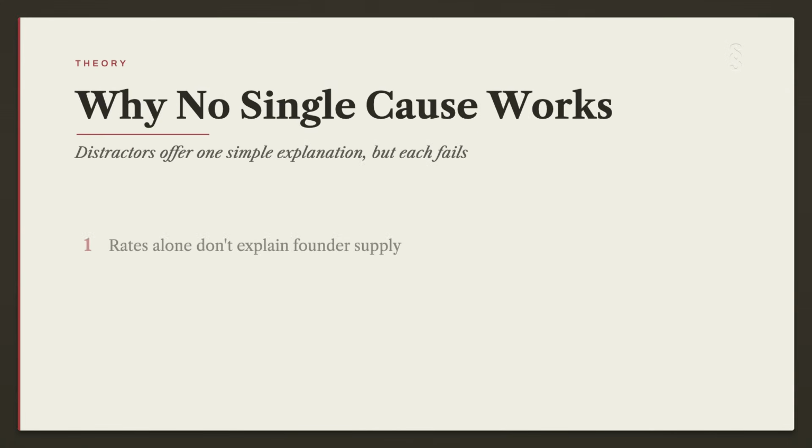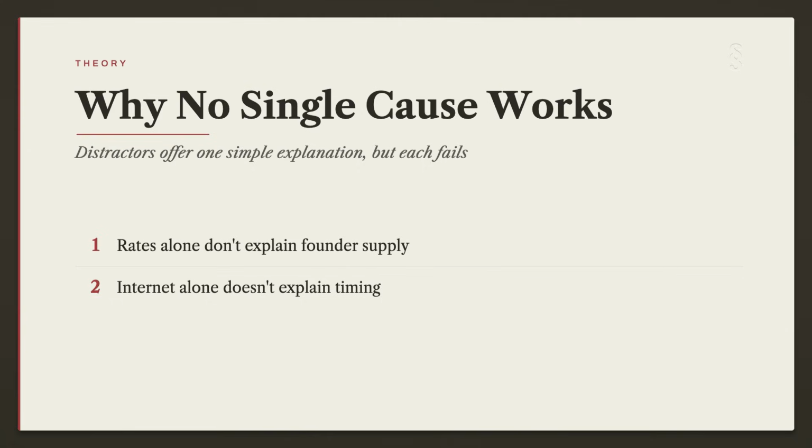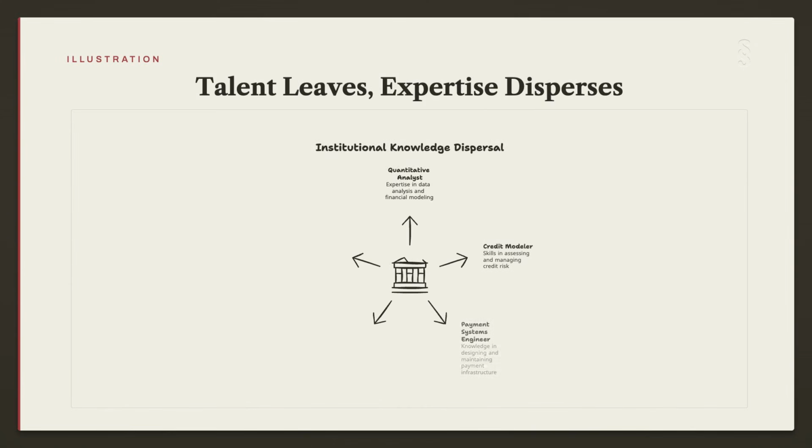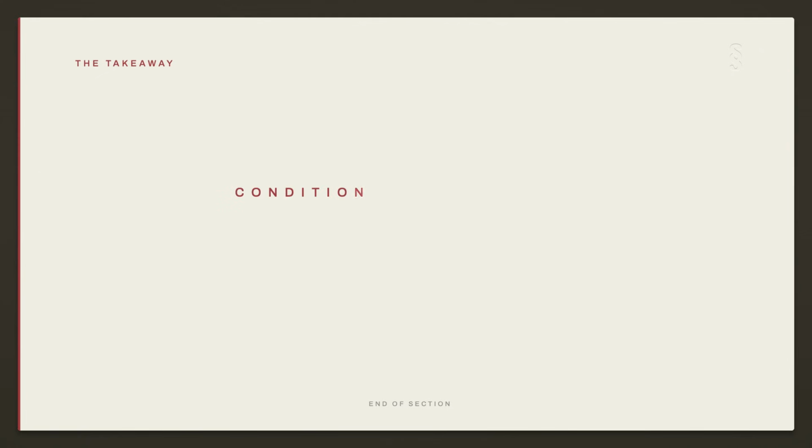Exam distractors love a single simple cause: rates rising, the internet arriving, or regulation vanishing. But a rate story alone can't explain where the founders came from. And a technology story alone can't explain why customers suddenly switched providers. This expertise did not vanish when banks cut staff. It dispersed, carried by the people themselves into a new generation of startups that could finally build financial products correctly.